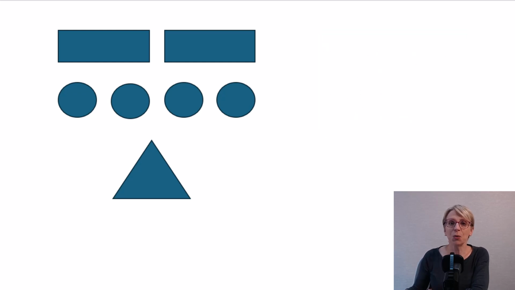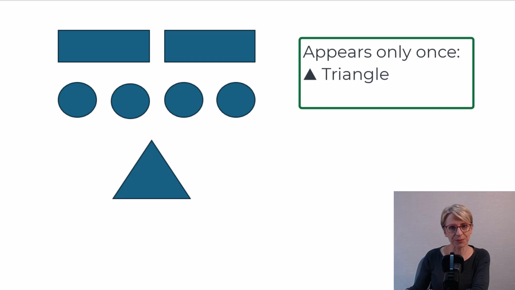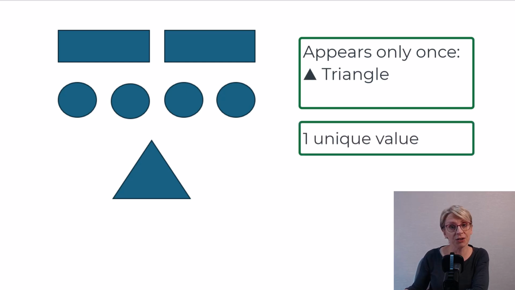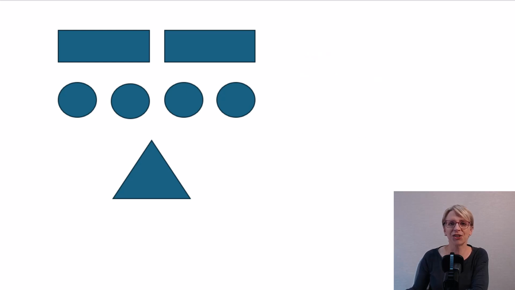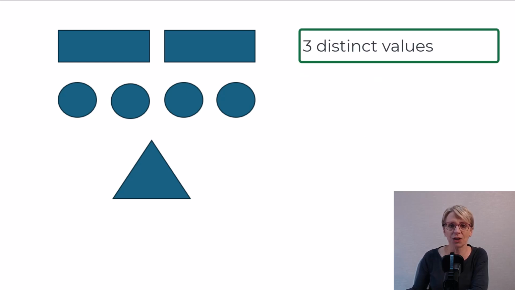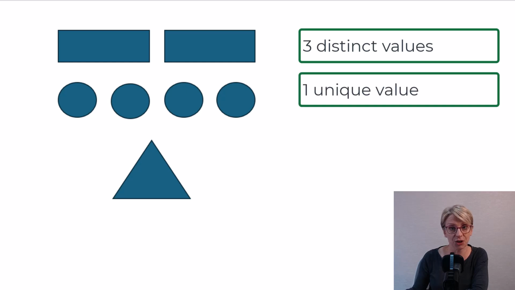If I asked you which shapes only appeared once, the answer would be the triangle. In data terms, the triangle would be a unique value as it only appears once. This means that my unique count would be 1. The rectangle and circle shape would not be counted in the unique count as they feature more than once. So on the screen, I have 3 distinct values and 1 unique value.